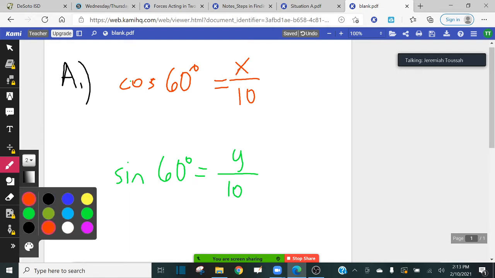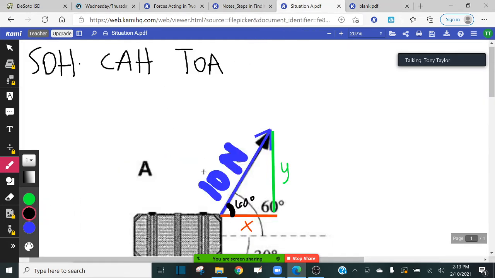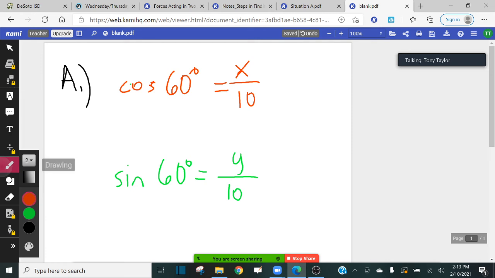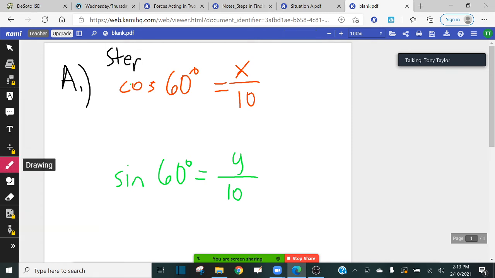Wait, is this problem you're doing on a worksheet? Yes, I'm doing A right now. I'm going through all the steps of finding situation A. Remember, our ultimate goal is to solve for the acceleration. And we're still under step one. Step one is to split up each vector into their x and y components.